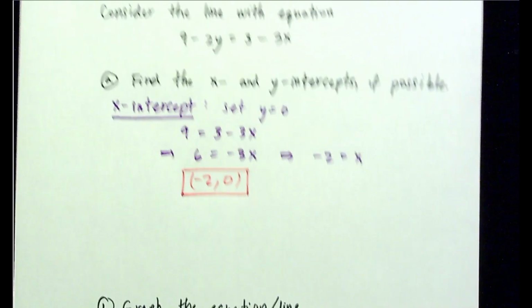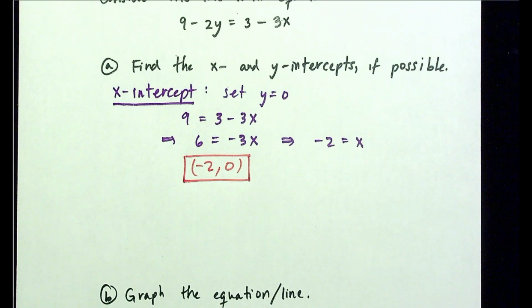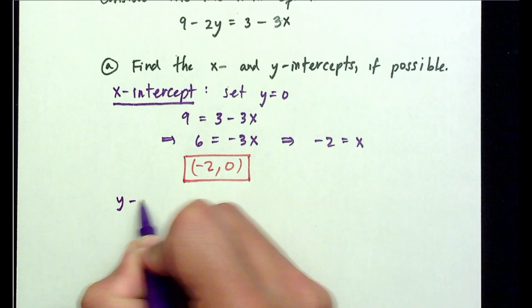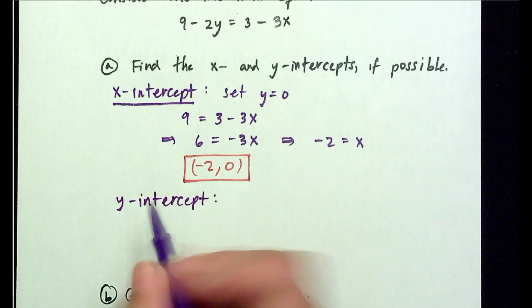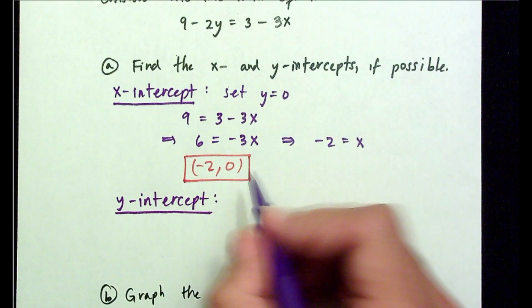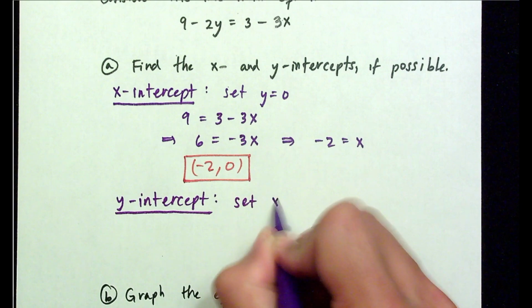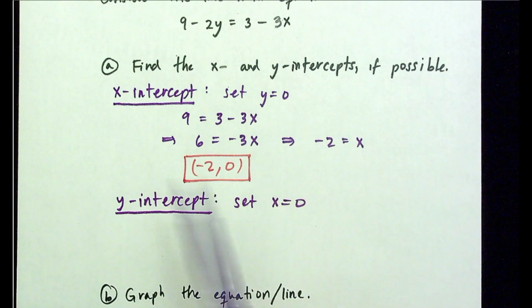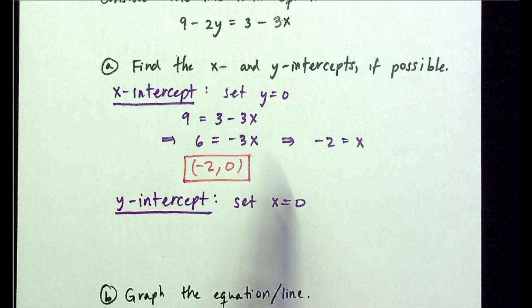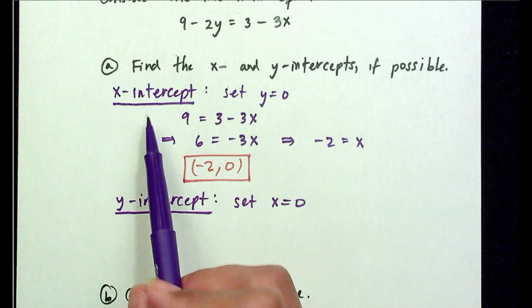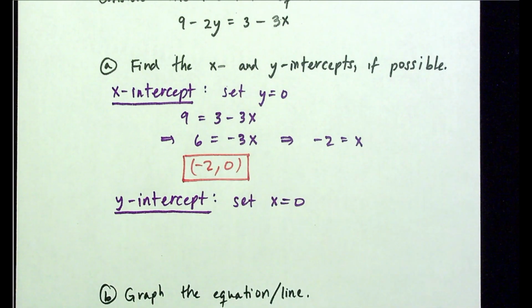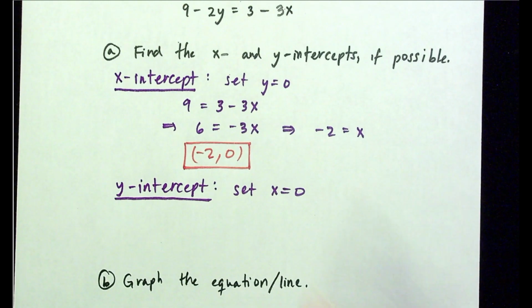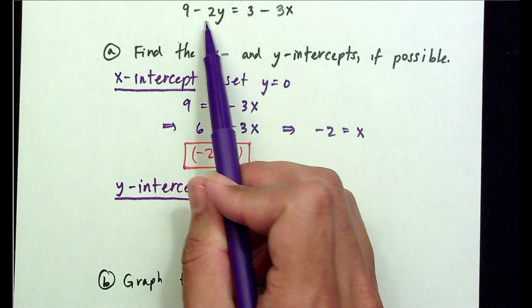And now let's find the y-intercept. For the y-intercept, you do exactly the same thing, but now set x equals 0. Remember, it's always the other variable. If you're looking for the y-intercept, you set the x equal to 0. If you're looking for the x-intercept, you set the y equals 0. It's always the other variable. Okay, so let's plug in x equals 0 in this equation.